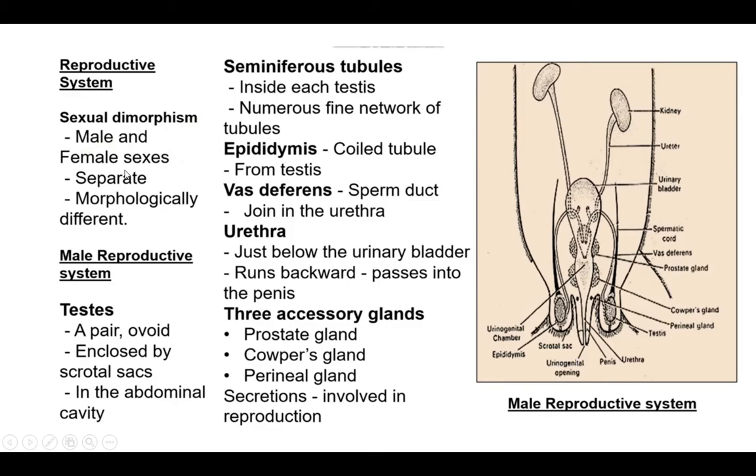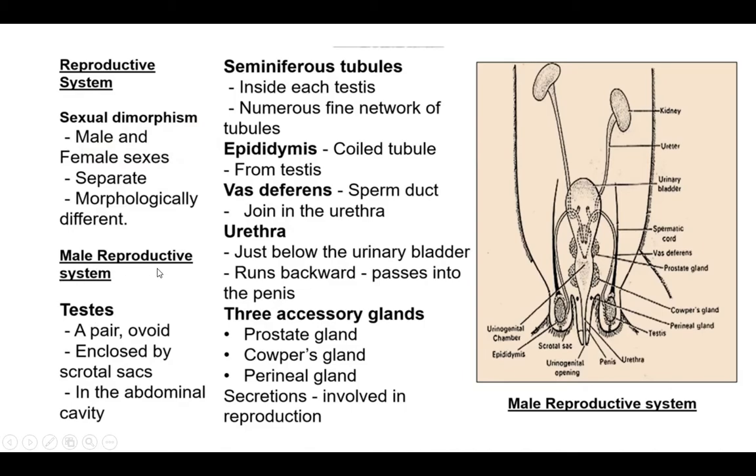And next, let's see the reproductive system. So this rabbit undergoes sexual dimorphism. It means what? Male and female sexes are different. Male and female are different. They are separate. That's why it is said to be morphologically different.